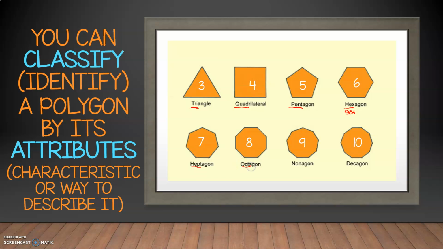Octagon, 8 sides and 8 angles, and that might remind you of a creature called an octopus, and an octopus has 8 legs. This is my scary looking octopus coming. 1, 2, 3, 4, 5, 6, 7, and there's his 8th leg. So an octopus has 8 legs. Nonagon has 9 sides and 9 angles, and non and 9 are very similar. And a decagon has 10 sides and 10 angles, and the word decade means 10 years.